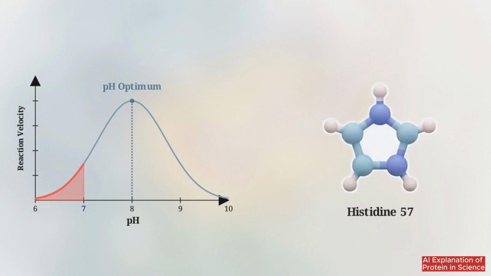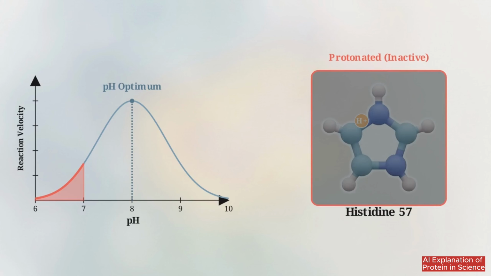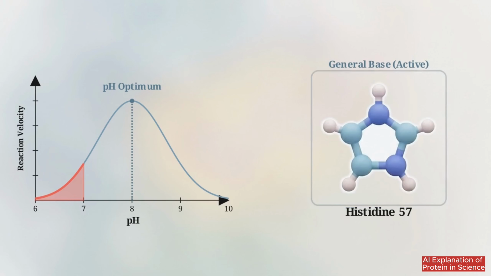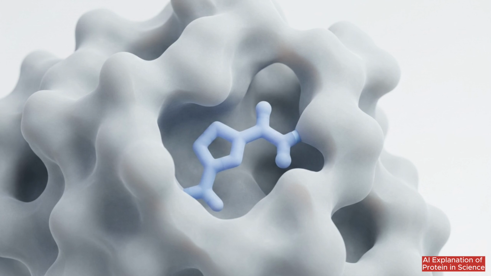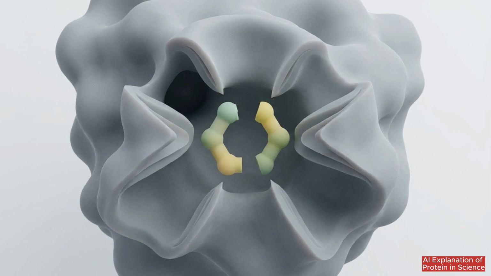Below pH 7, activity drops because histidine 57 accepts a proton. To function, this residue must remain unprotonated so it can act as a general base. Above pH 9, activity falls again. At this alkalinity, the alpha amino group of isoleucine 16 loses its proton, destroying the salt bridge that stabilizes the active conformation of the binding pocket.